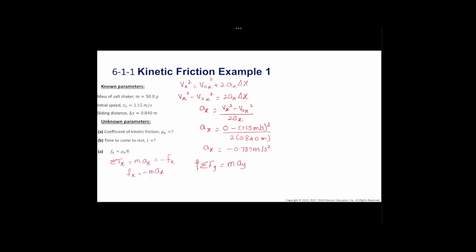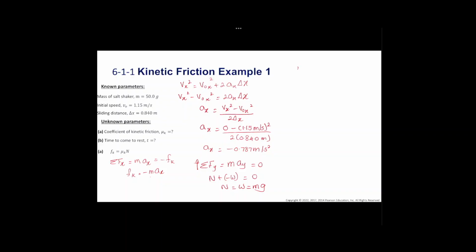Now, we know that the salt shaker is moving in the x direction. Therefore, the acceleration in the y direction is 0. And what are the forces in the y direction? It has the normal force and it has the weight, but the weight is in the downward direction, therefore it is negative. This is equal to 0, and N is equal to W. We know W is mass times gravity, mg. Now we know all the terms, so we can find the coefficient of kinetic friction.